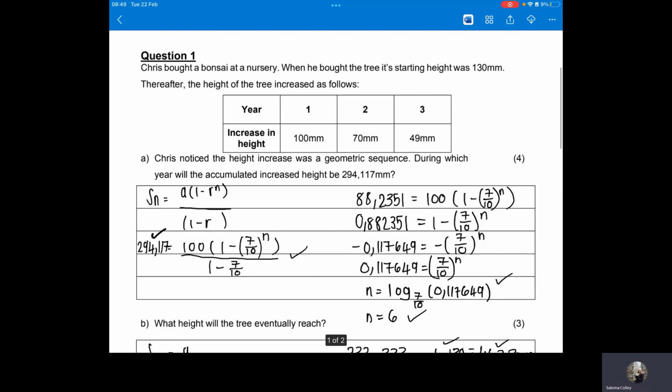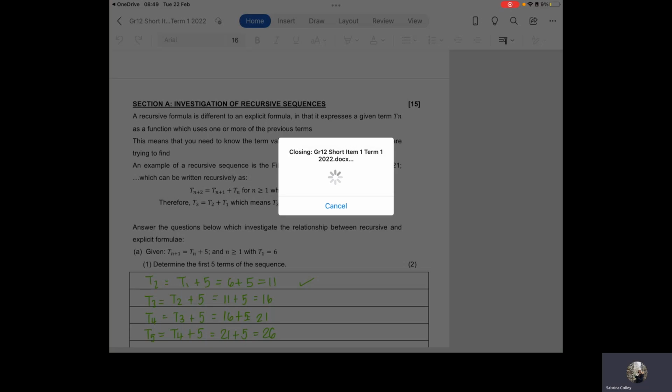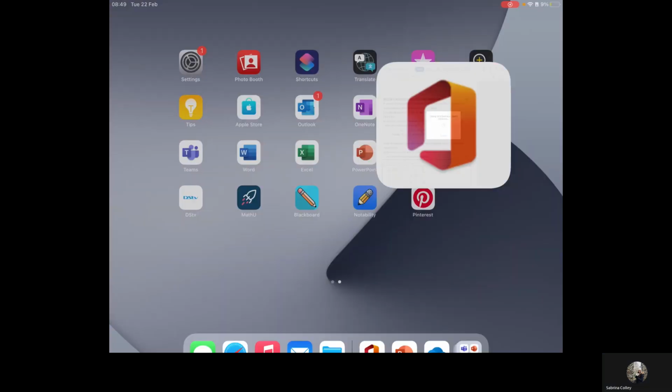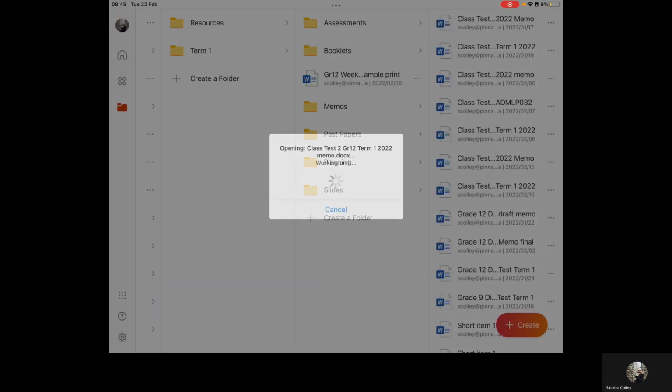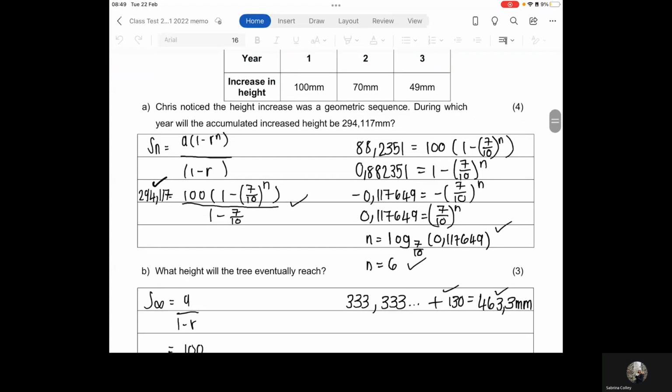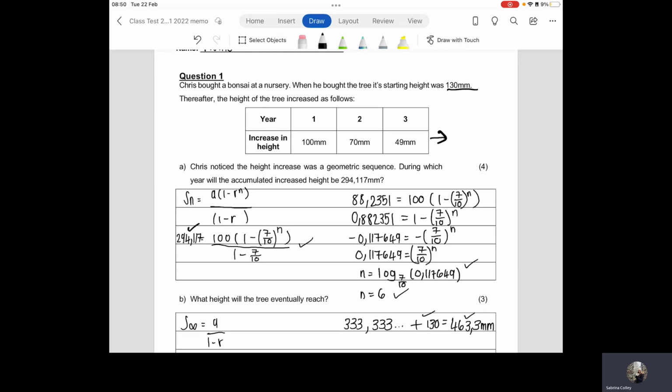So let's have a look. It says Chris bought a bonsai at a nursery. When he bought the tree, its starting height was 130 millimeters. Thereafter the height of the tree increased as follows. So this was the increase in height. Take note of that.